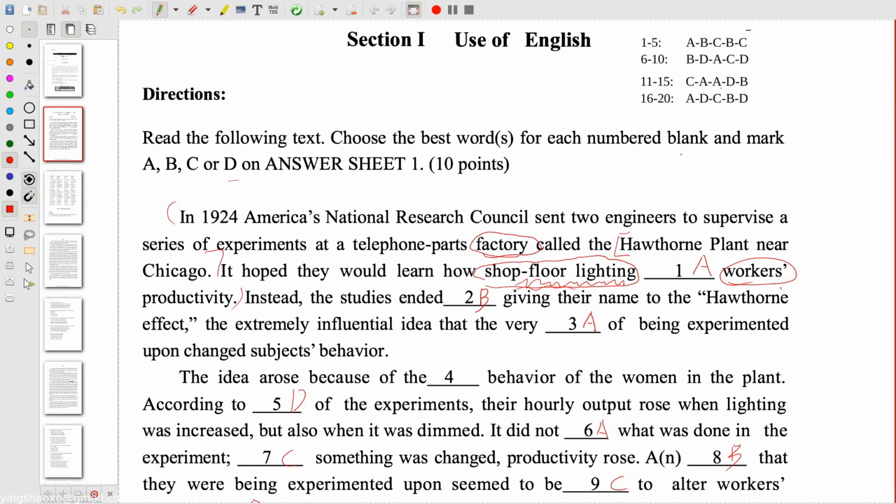The first answer is A. We got it right, and the second answer is B. We also got it right. The third answer is C, but we got an A. That might be a problem, so I'm going to fix it.